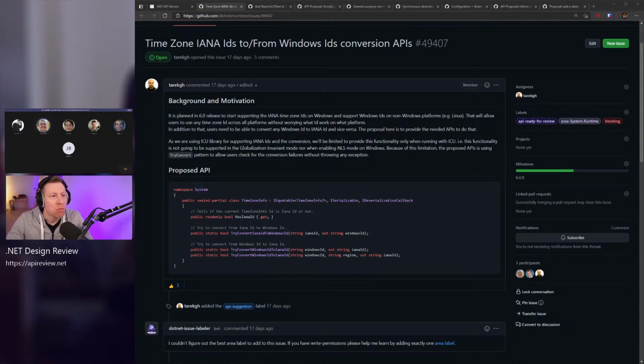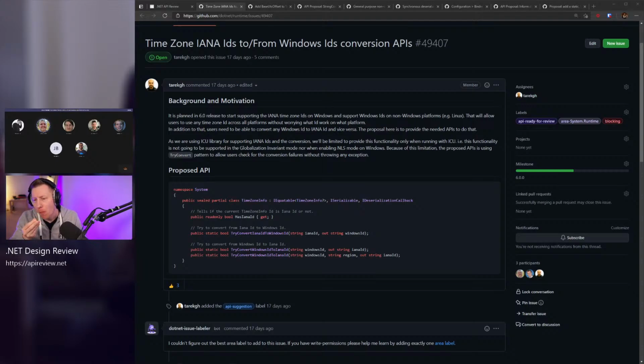So basically, we have two directions of conversions. We have from IANA to Windows and from Windows to IANA. And if you see, the Windows to IANA direction has an overload with a region parameter. That's because while there is a one-way mapping from an IANA ID to a given Windows ID, there is a one-to-n mapping in the other direction.